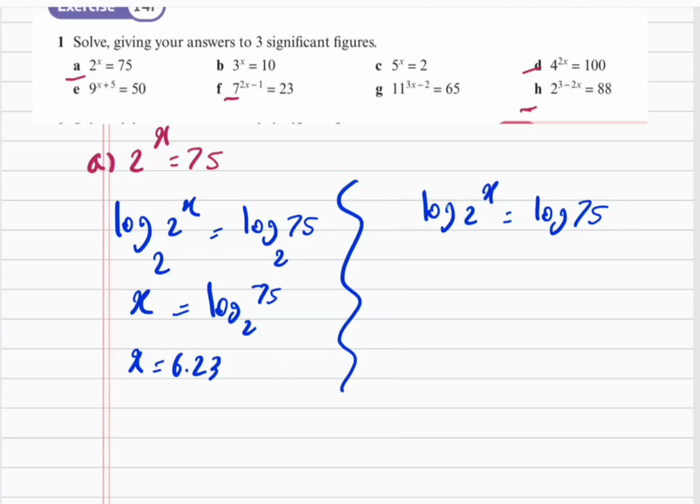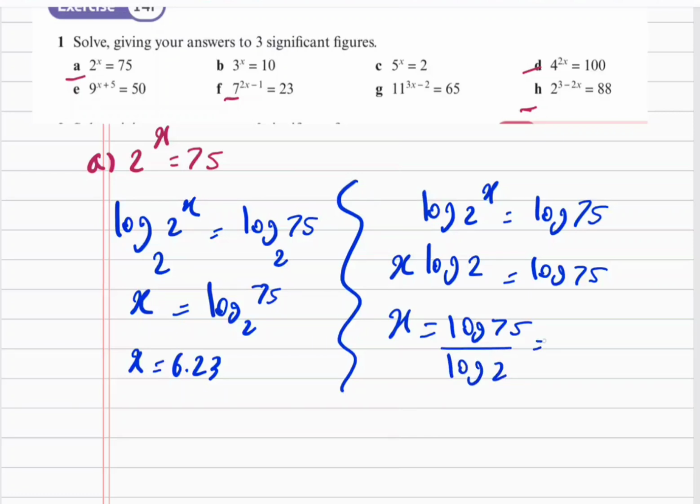Now remember that using the power law, we can rewrite this as x log base 10 of 2, or just log 2, is equal to log 75. Therefore, x is equal to log 75 divided by log 2. Here we use the calculator, and it again gives us 6.23 to three significant figures. As you can see, it made no difference. The only difference is that if you don't want to use a calculator for some parts, then when you have the same base, that's easier. But even in this case, for the final step, if you want to give your answer as a decimal, you still need to use a calculator.